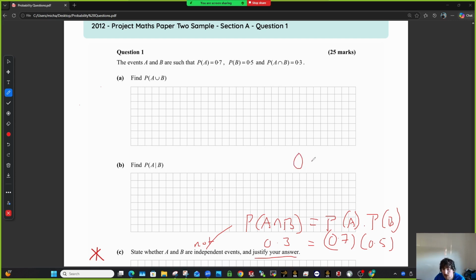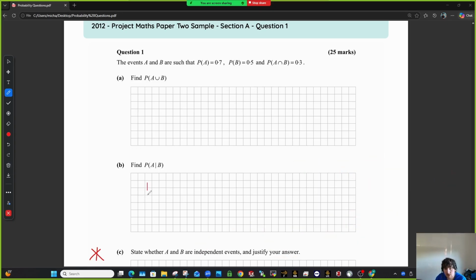So then what's it saying? It's saying 0.3 is somehow equal to 0.35, which is not possible. So therefore, you just make a conclusion with 3 dots here: not independent. What that means is that A happening changes the probability of whether B happens or not. They're dependent. Okay, great. So I'll just actually do this question another way here.